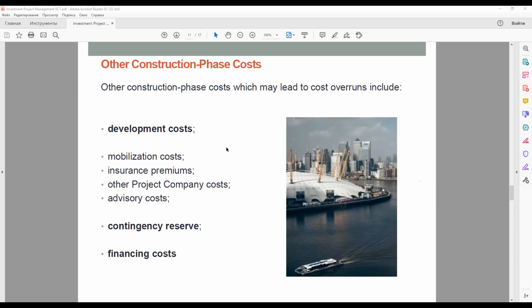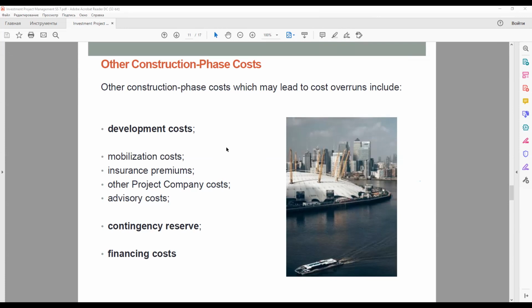Mobilization and operation and maintenance contract. Mobilization costs, the costs of training staff to operate the project, are often covered by the construction contractor on a fixed price basis and therefore should not pose any undue risk. Insurance premiums. The insurance premiums for the construction phase are fixed at the beginning of the period, and therefore they should not cause any cost overruns, unless there is a gap in time between the final budget and final cost.